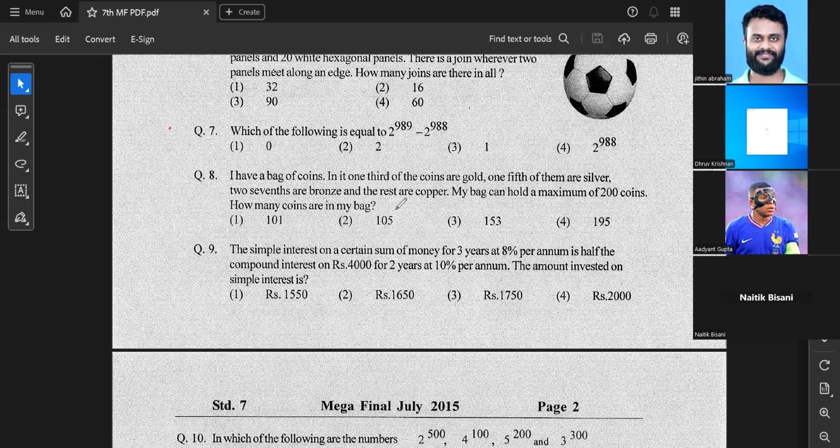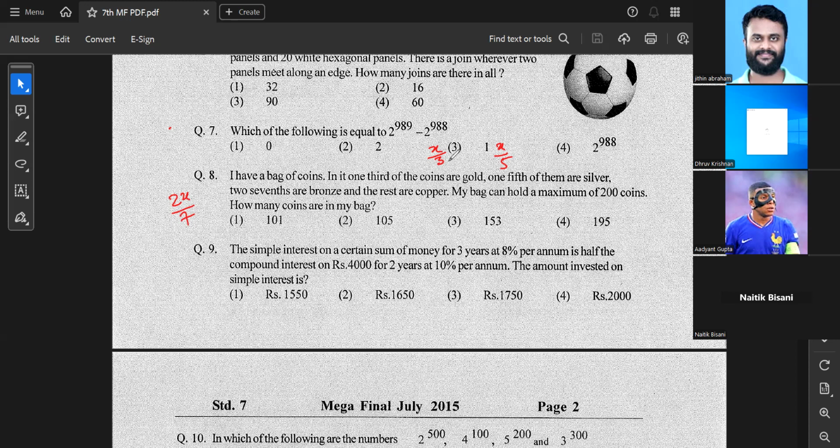So what is the maximum number of coins in the bag? My number is not greater than 200. So let me say the number of coins I have is X. So X by 3 are gold. Then X by 5 are silver. Then 2X by 7 are bronze, and the rest are copper. Which means after doing all this, I should get an integer. That is the overall logic.